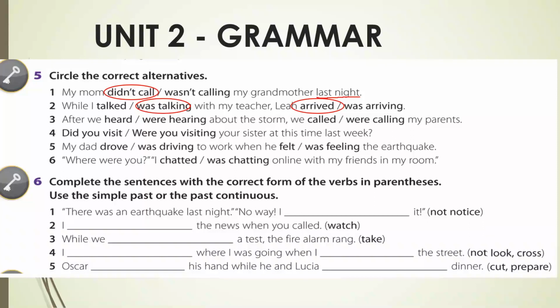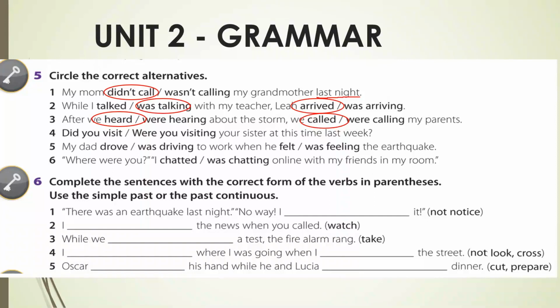So after we, something happened, yes, after we heard, yes, about the storm. So after somebody or us, we heard about this storm, something happened. So in this situation, I have two simple pasts. I don't have a continuous progressive action in the past.